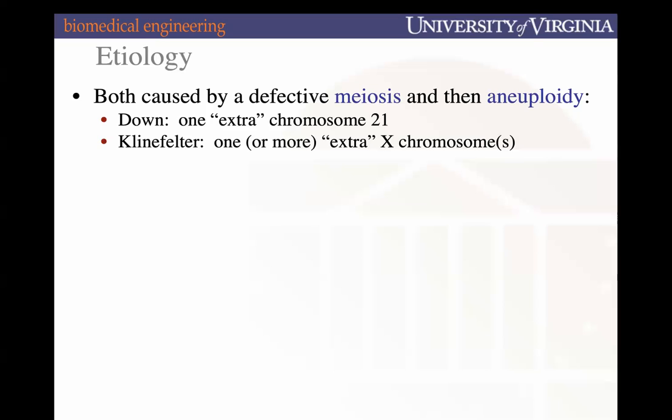The way in which that manifests here is that with Down syndrome, there's an extra chromosome 21. Another name for Down syndrome is trisomy 21. That means there are three copies of chromosome 21. Klinefelter syndrome is usually one or more extra copies of the X chromosome, of that sex chromosome.